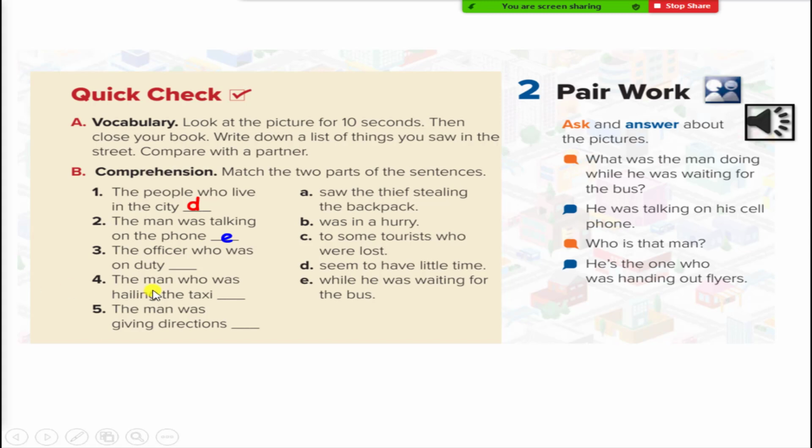And number three, yes, Abdulaziz. A. The officer was on duty. Saw the thief stealing the backpack. Backpack, the bag which we carry on our back. اللي هي حقيبة الظهر. يسموها backpack. Okay. Thank you.